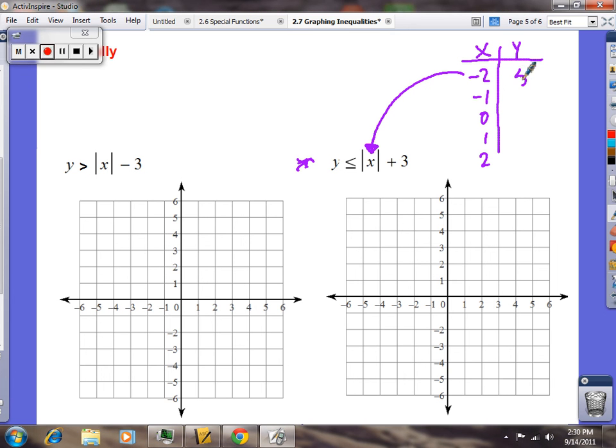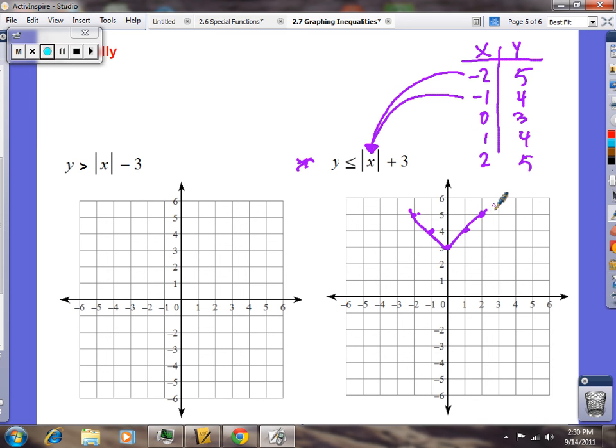Now you plug negative 1 in. What's the absolute value of negative 1? 1, plus 3, should get a 4. What happens if you plug in 0? What do you get? What's 1? What's 2? 5. So let's plot all these points. Negative 2 up 5, you're going to have a dot right there. Negative 1 up 4. 0 up 3. Over 1 up 4. 2 up 5. So it's a V.